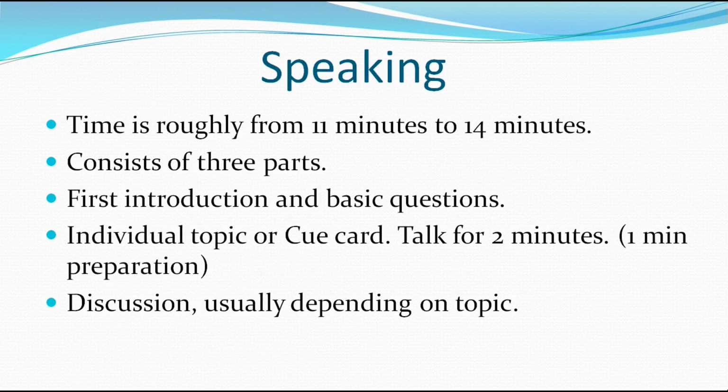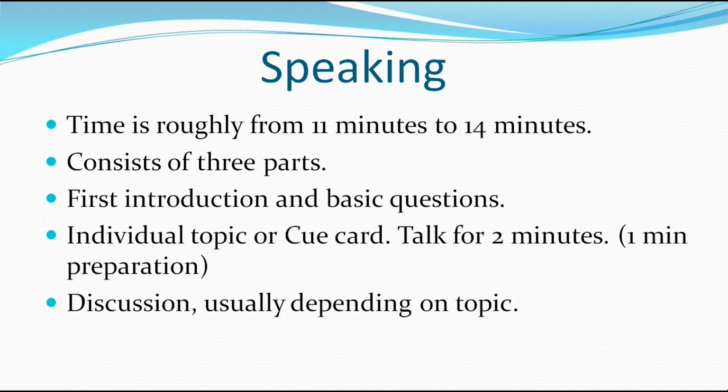Speaking time is roughly from 11 minutes to 14 minutes. It consists of 3 parts. First, the introduction and basic questions, which will be like one-line questions or like so. And then you have to go for individual topic or cue card. You will be given a cue card and you have to talk for minimum 2 minutes. And don't worry, 1 minute preparation time will be given.